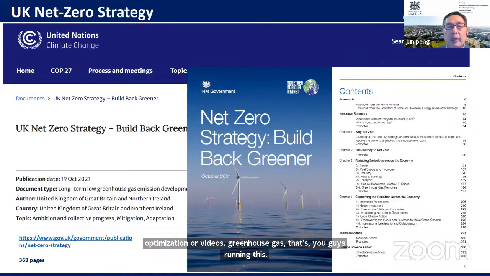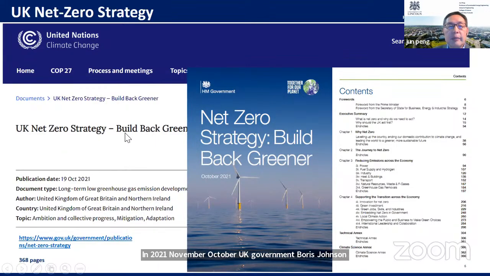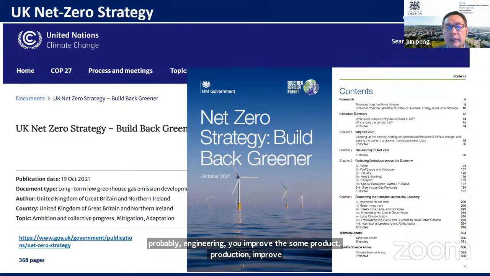In October 2021, the UK government under Boris Johnson published the UK Net Zero Strategy, totaling 361 pages. This is more like a white paper, giving almost all the detail. For example, on the technology side, how to reduce this 400 million tons of CO2 over the next 30 years. On the financial side, how government investment goes to different sectors to improve engineering, production and technology to reduce greenhouse gas emissions.